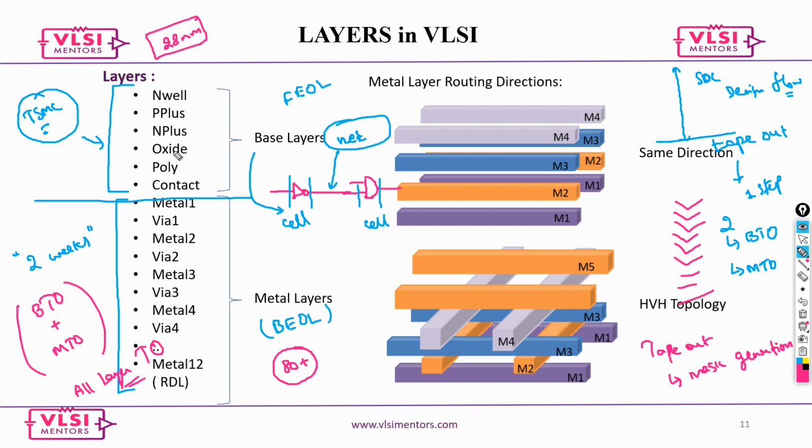Now if you count here itself, 1, 2, 3, 4, 5, 6 base layers, and then 12 layers, plus vias. So how many vias will we have? Another 11 vias, 12 plus 11, by looking at these numbers. So it's approximately 30 layers here itself.